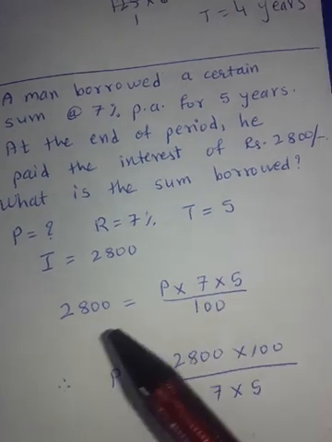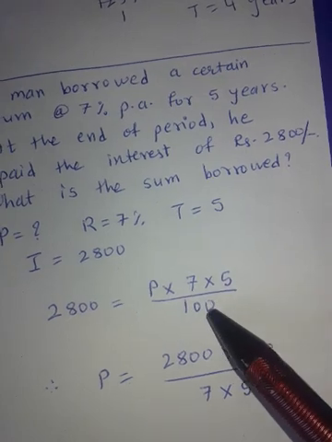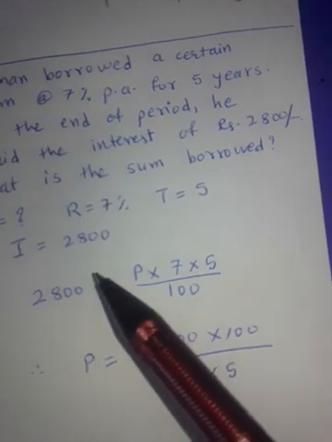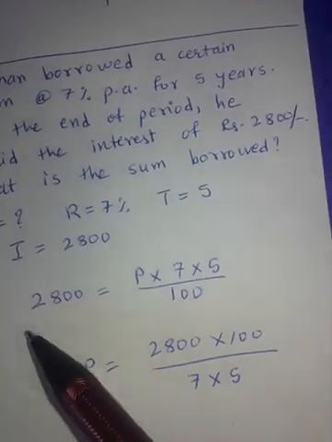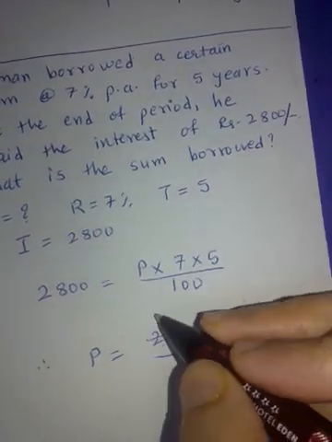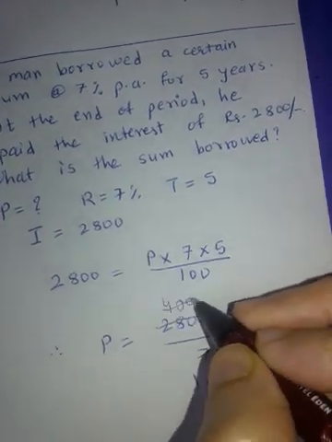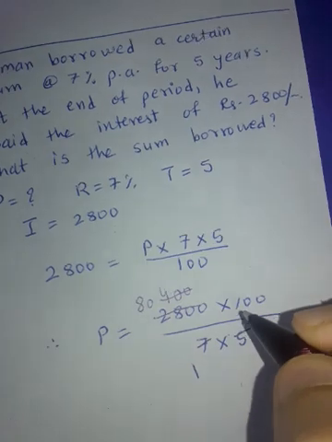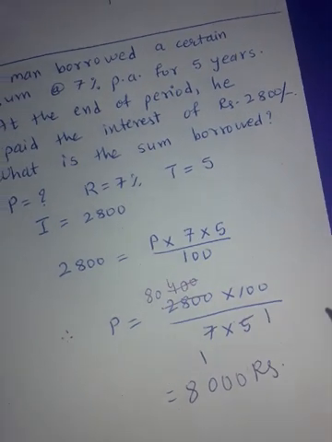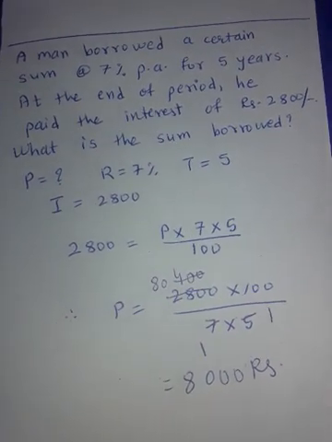So let's substitute everything. I is equal to P into R into T upon 100. The formula is very, very easy. So for finding P, now 100 will go to the numerator. 7 into 5 will come to the denominator. 7 ones are 7, 7 fours are 28, and then 0 0. 5 ones are 5, 5 eights are 40, and then 0. So that is 8,000. So your answer is 8,000 rupees. The sum invested was 8,000 rupees.